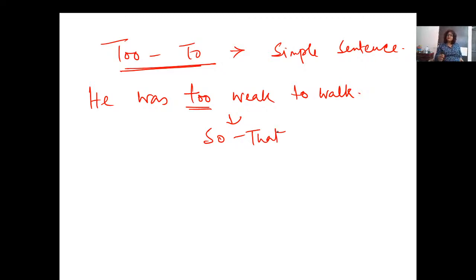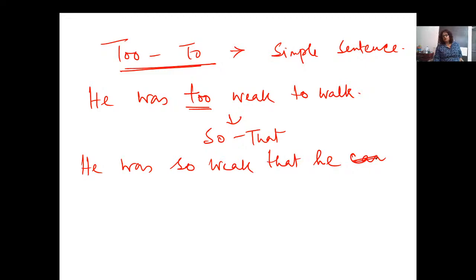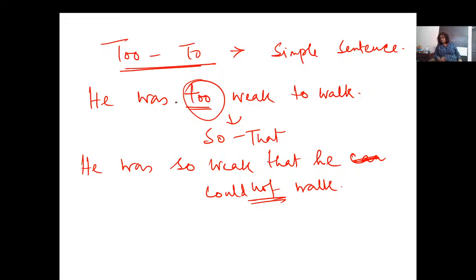If I am writing this sentence by using so and that, what will be the correct formation? The correct formation will be, he was so weak that he could not walk. Sorry, past tense. And we have to take a negative word, because in our simple sentence, we take too. Clear? So he was so weak that he could not walk. So too always takes a negative word. Very always takes a positive word. Clear, Lata?